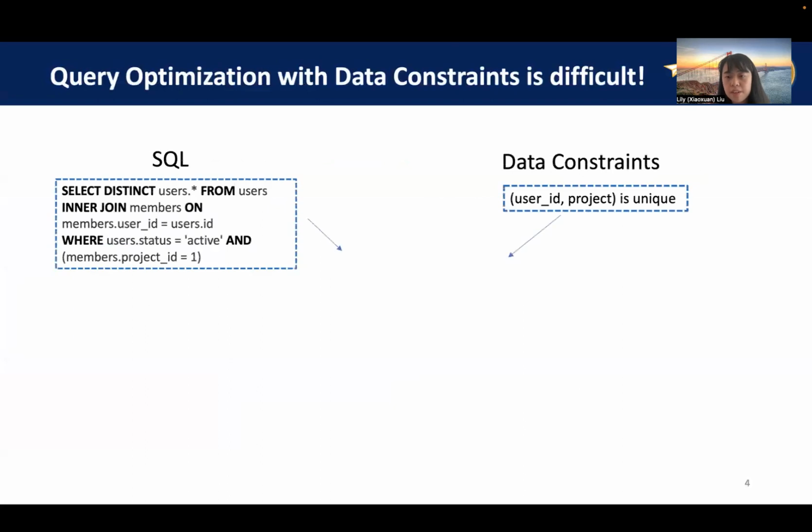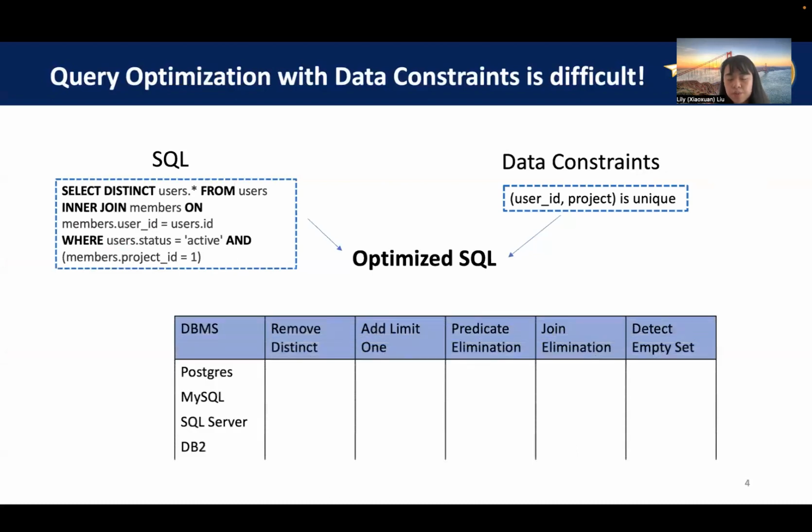However, we find that query optimization with data constraints is also difficult. Even if COCO can extract those constraints and send them to the database, the database cannot optimize with them. What does it mean? Using the same example, say you have a SQL query and some data constraints extracted by COCO, and you want to optimize the SQL query based on the given constraints.